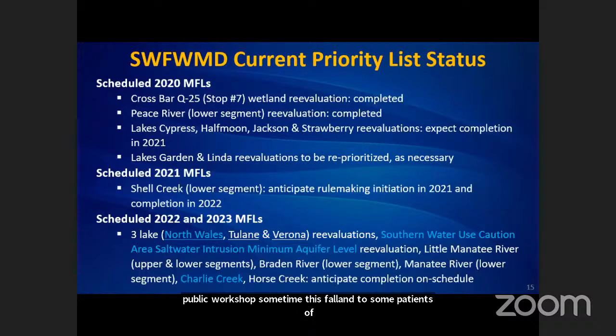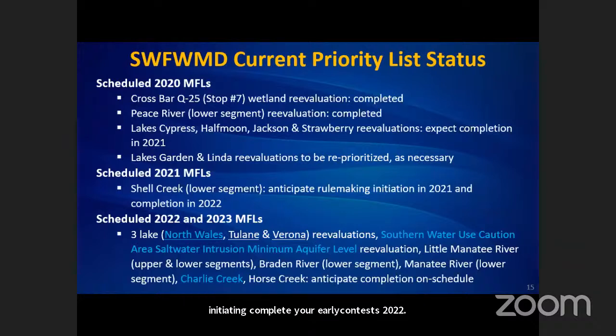In addition, we have several water bodies scheduled for minimum flows and levels work in 2022 and 2023 on our current list. Those are listed at the bottom of the slide. And they include 3 lakes, North Wales, Tulane, and Verona. Those are all being reevaluated.